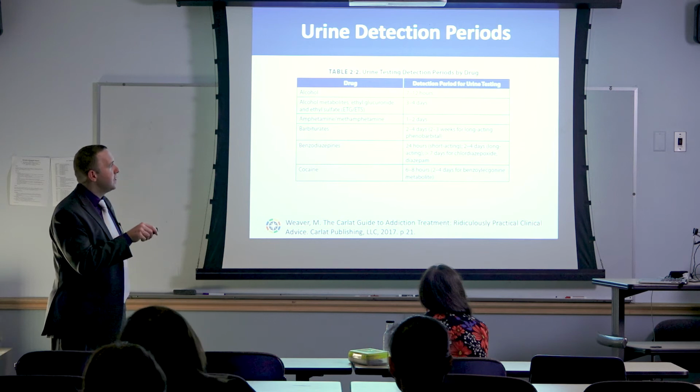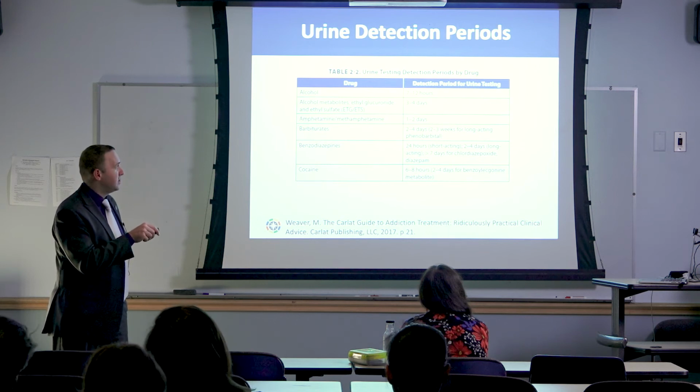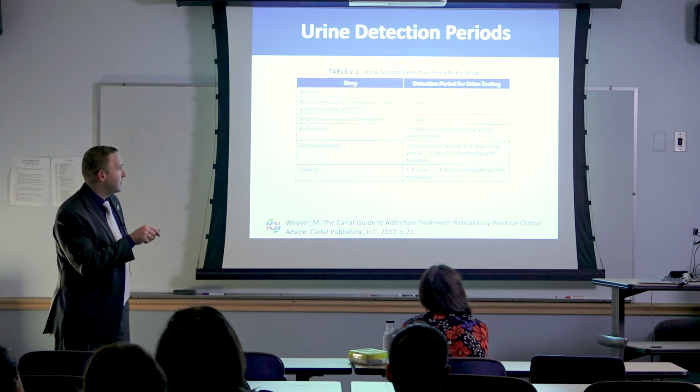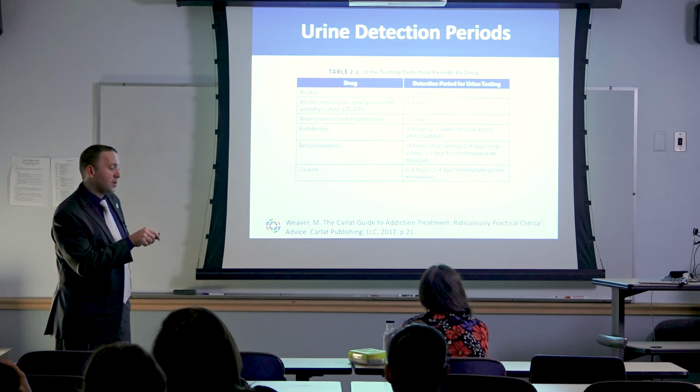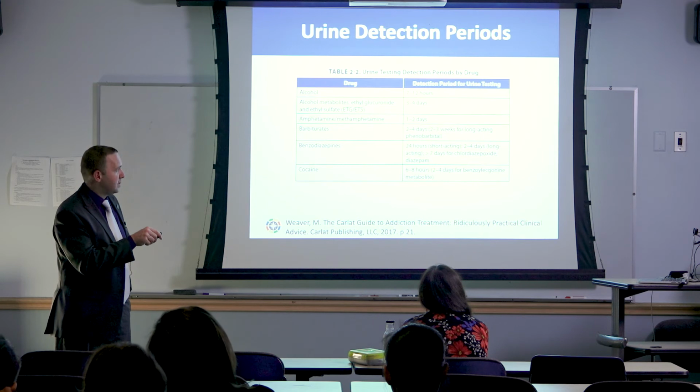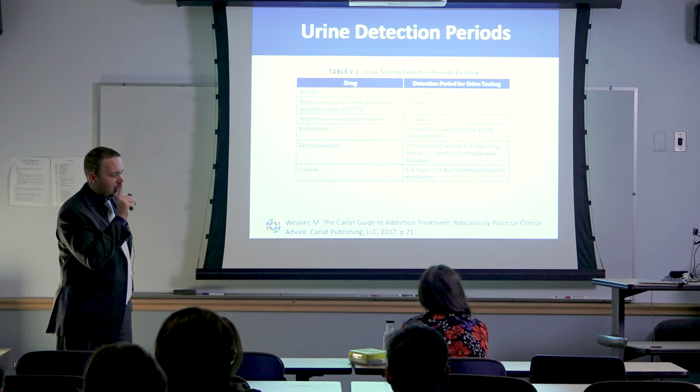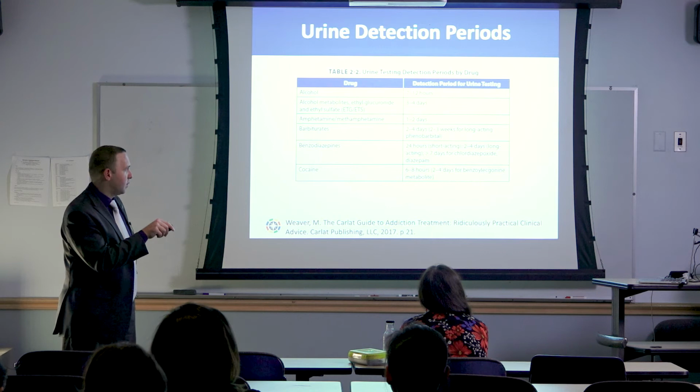And then barbiturates, the longer acting the drug, the longer it stays in your urine. So barbiturates, it's 2 to 4 days, except for phenobarb, which is 2 to 3 weeks. Benzos are 24 hours for things like alprazolam and lorazepam, 2 to 4 days for things like diazepam, clonazepam, and then 7 days for chlordiazepoxide.